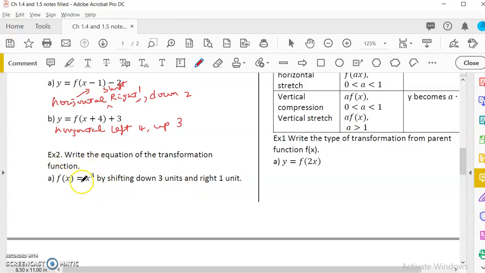Another example would be, I give you a parent function and give you a transformation. Can you write the equation? The equation would become y equals, if I shift down 3, minus 3. Right 1 would mean inside with minus 1. So this would be a transformation that corresponds to shift down 3 and shift right 1.